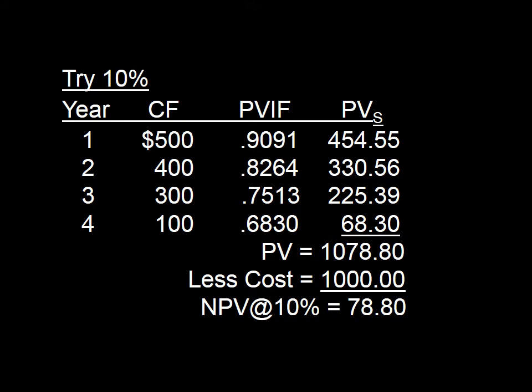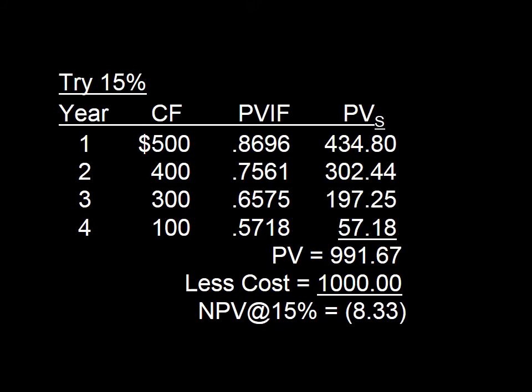It's not 0, and we need it to be 0 or really close to 0, so I have to try again. I know that I have to increase my discount rate in order to get my net present value to be lower, because we need these present value interest factors to discount the cash flows more sharply so that our net present value will be closer to 0. So I'm going to try a different discount rate, and I'm going to jump up several this time. Here I try 15% to see what happens.